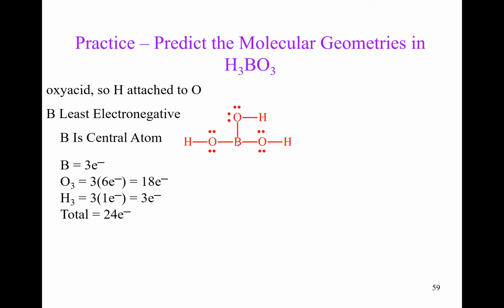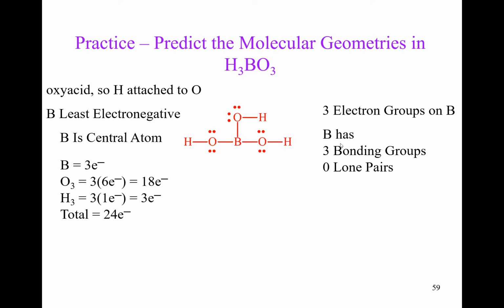Put boron in the middle, connect the oxygens. Hydrogens are always terminal. Then you fill in the lone pairs around it, and there's no electrons left over for a lone pair around the boron. The oxygens all have 8 electrons. They're happy. The boron has 6, but it's fine with that. It's one of the exceptions.